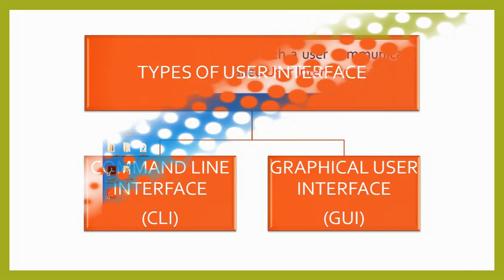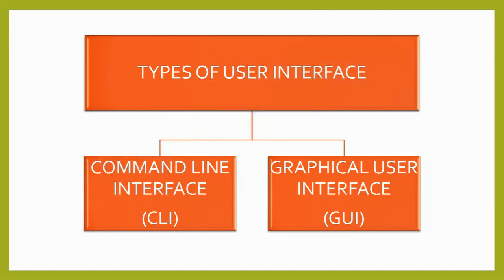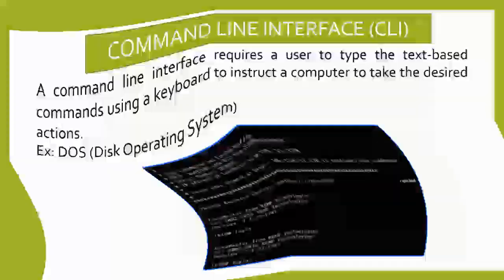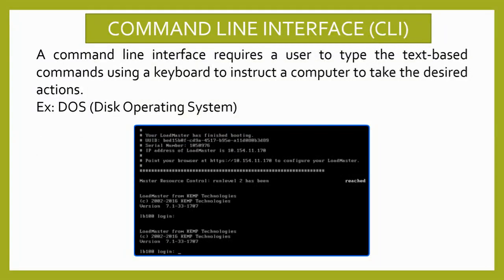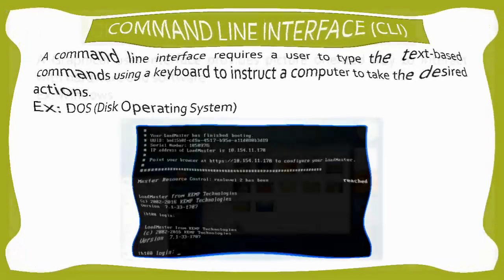There are two types of user interface. They are command line interface, CLI, and graphical user interface, GUI. So let us see command line interface. A command line interface requires a user to type text-based commands using a keyboard to instruct a computer to take the desired action. An example is DOS, Disk Operating System.